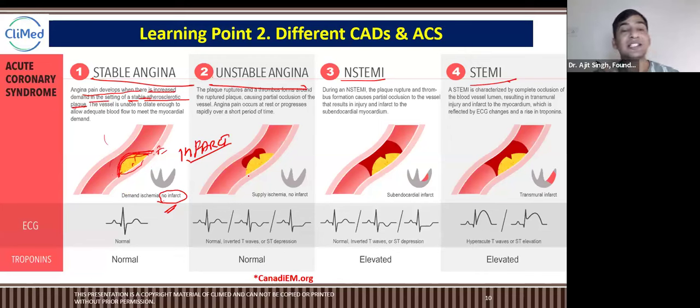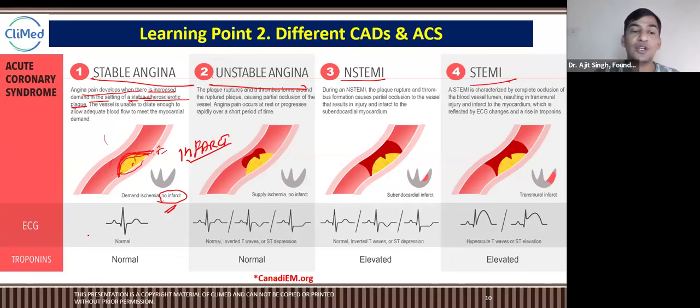And the major part here is, the supply has come down, definitely. But symptomatically, in case of stable angina, if the person is working, like daily walking or exercising, the person will get chest pain. Why is he getting the chest pain? Because when he's exerting, exercising or running, the oxygen supply is not meeting the demand. That's why he's getting the chest pain. But that will be alleviated completely when the person takes rest. With rest, it goes away. So that is stable angina.